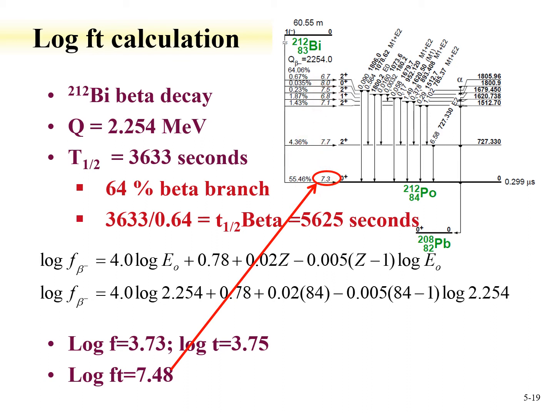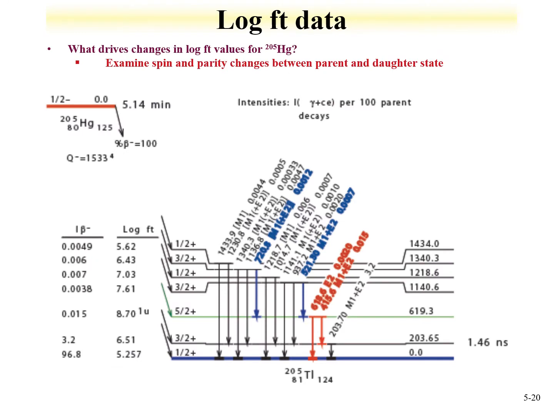So this bismuth 212 going from a 1 minus state to a 0 plus state has a log ft of 7.3 listed here. We calculated 7.5. That's a pretty good estimation. And we will see that this is a first forbidden type transition based upon the value. So what drives these changes in these log ft values?